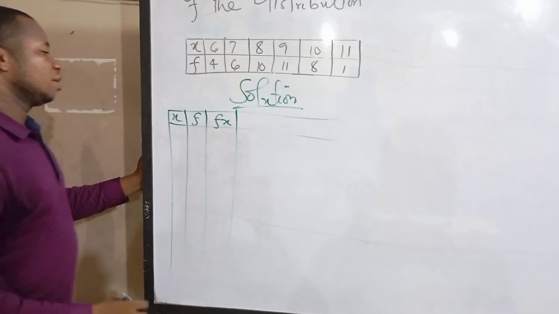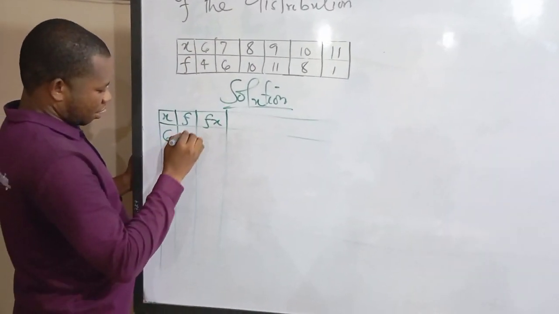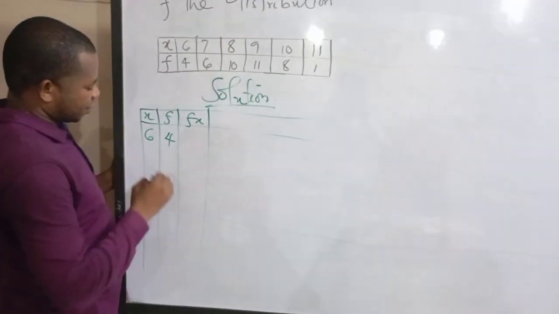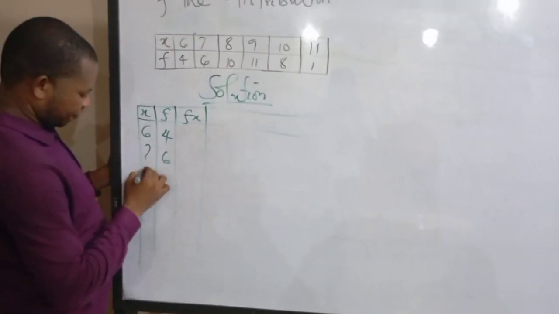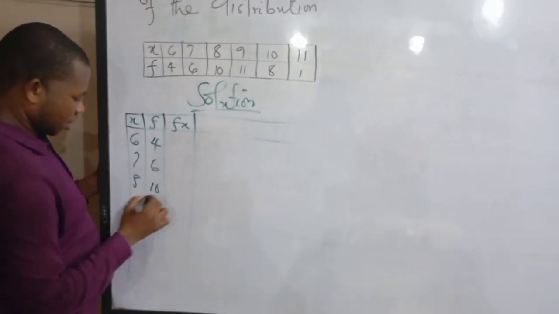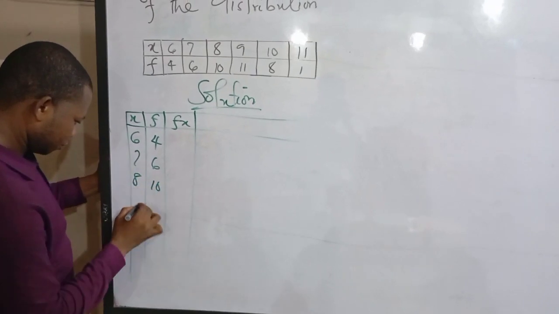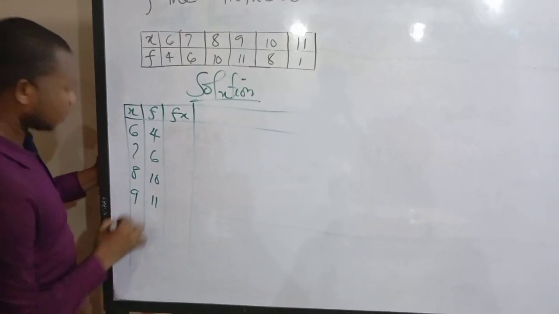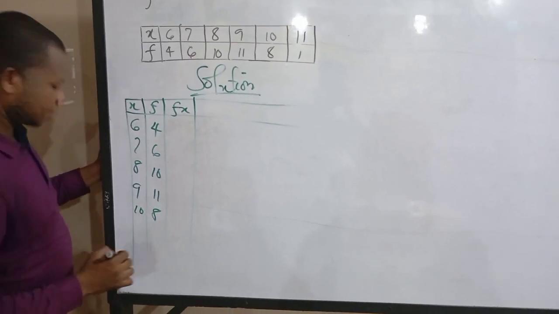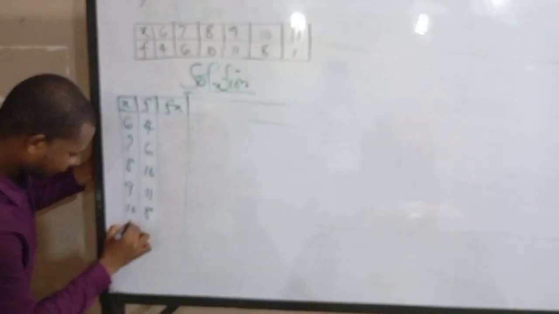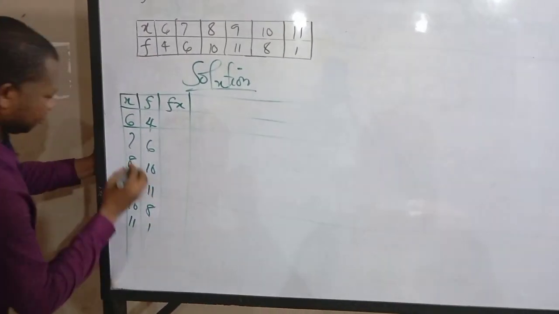Now for x, we have 6. Under 6, we have a frequency of 4. For 7, we have 6. For 8, we have 10. Then for 9, we have 11. For 10, we have 8. And finally, for 11, we have 1.